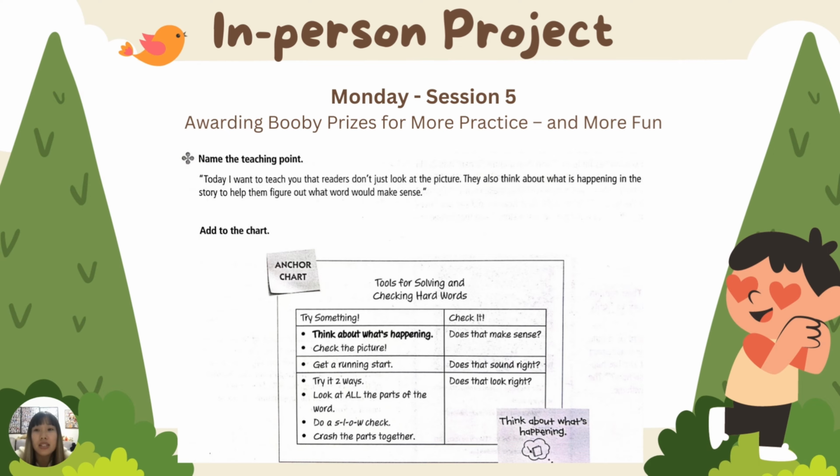And in in-person activities, I listed the work that we will do for the whole week, which is in 5 sessions. Each session has a goal and some objectives. Such as Monday, you can see the point we're going to teach is, today I want to teach you that readers don't just look at the picture. They also think about what is happening in the story to help them figure out what word would make sense. And there is a chart you can see. There are some small objectives, such as check the picture, try 2 ways, look at all the parts of the word, or crash the parts together.